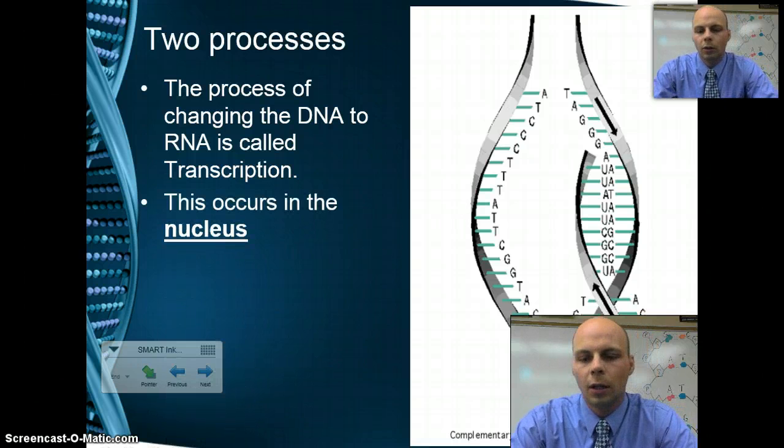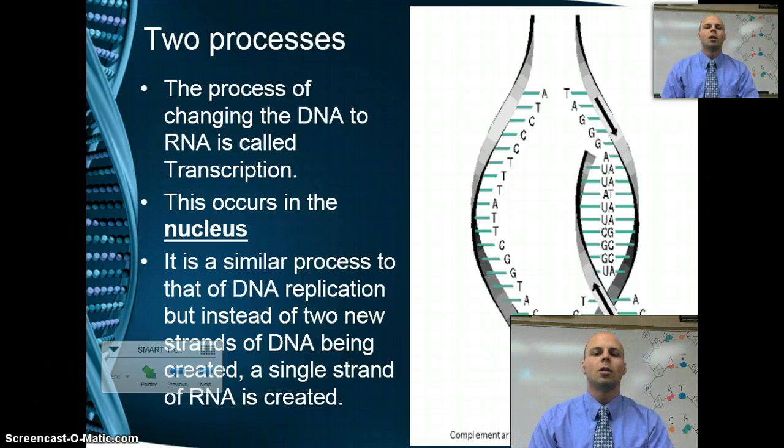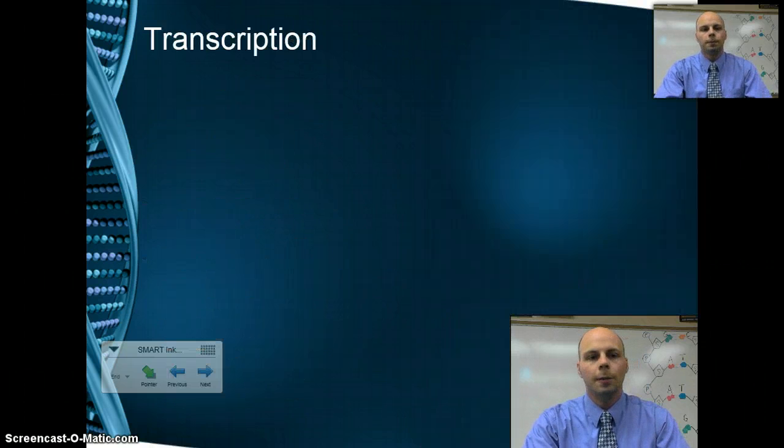Obviously, this process is occurring in the nucleus because the DNA is not going to be leaving the nucleus at any point. And so instead of making two new strands like DNA replication, we're just going to make that single strand of messenger RNA, which is the usable copy of that DNA.